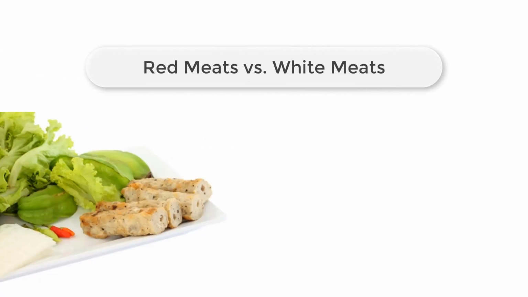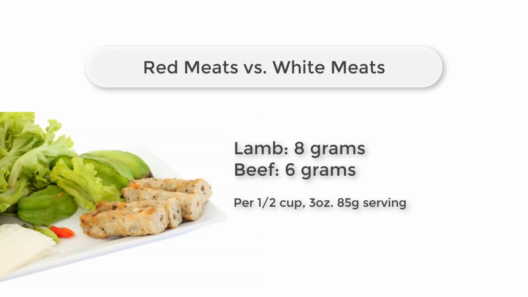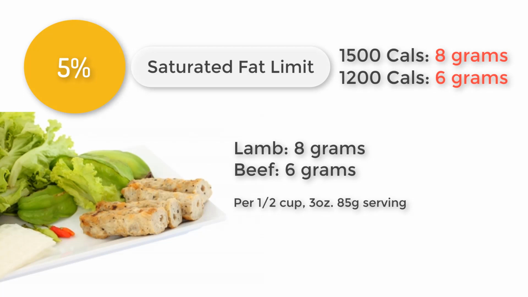The next thing that you have to remember is that red meats have a lot more saturated fat than white meats. So your red meats like your lamb and your beef have between 6 to 8 grams of saturated fat in a small single portion, about half a cup or just a palm size. That is the maximum amount of your daily requirement of saturated fat.